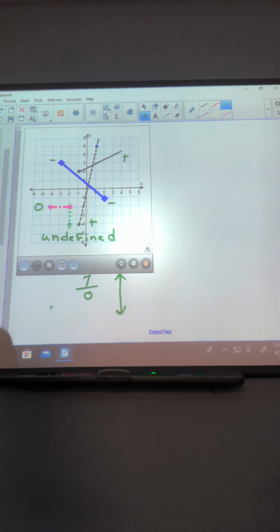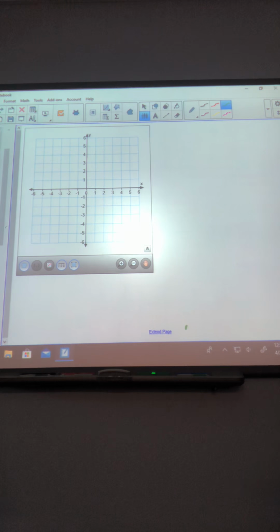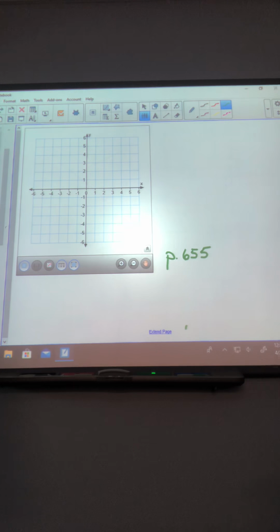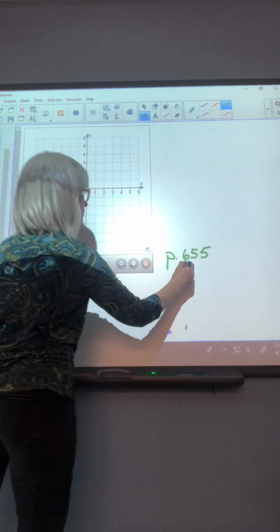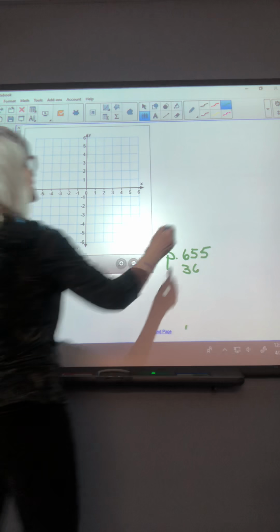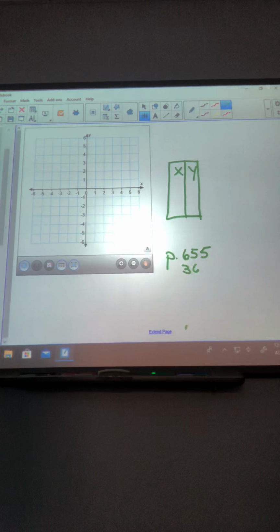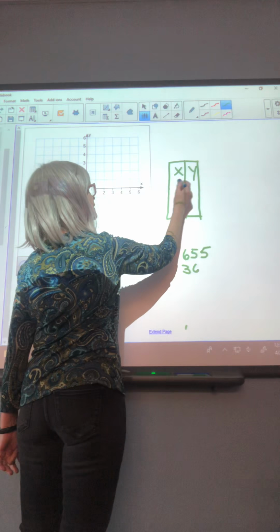Okay, so that's it for the handout that I gave you. The next thing I'm going to do is go over some things from your book. If you would open your book to page 655, we are going to work on making some lines with some points. We're going to do it by using some of the tables. Look at number 36 on page 655. You can see that it has a table, and that table gives us choices to make points on the line. Sometimes you have to choose the numbers yourself, but to get you started, they're choosing them for you.